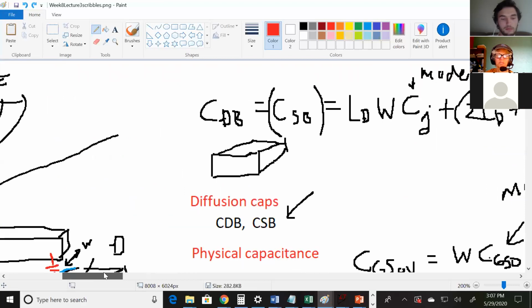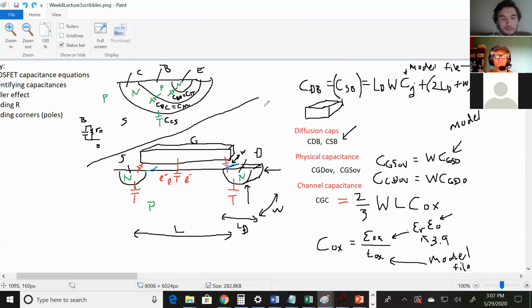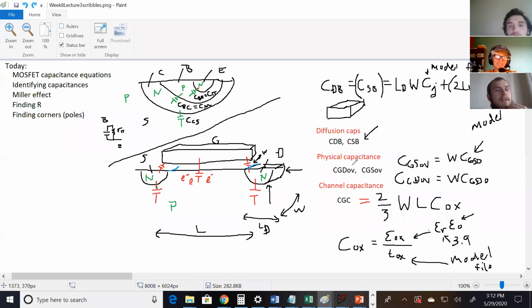I might just use these scribbles just because they're nice instead of redoing them. I didn't see Raul in the last section. I'll pause the record. All right, I'll use the pictures from last section just because I drew well, and my pen's not working, so it's a pain to write.